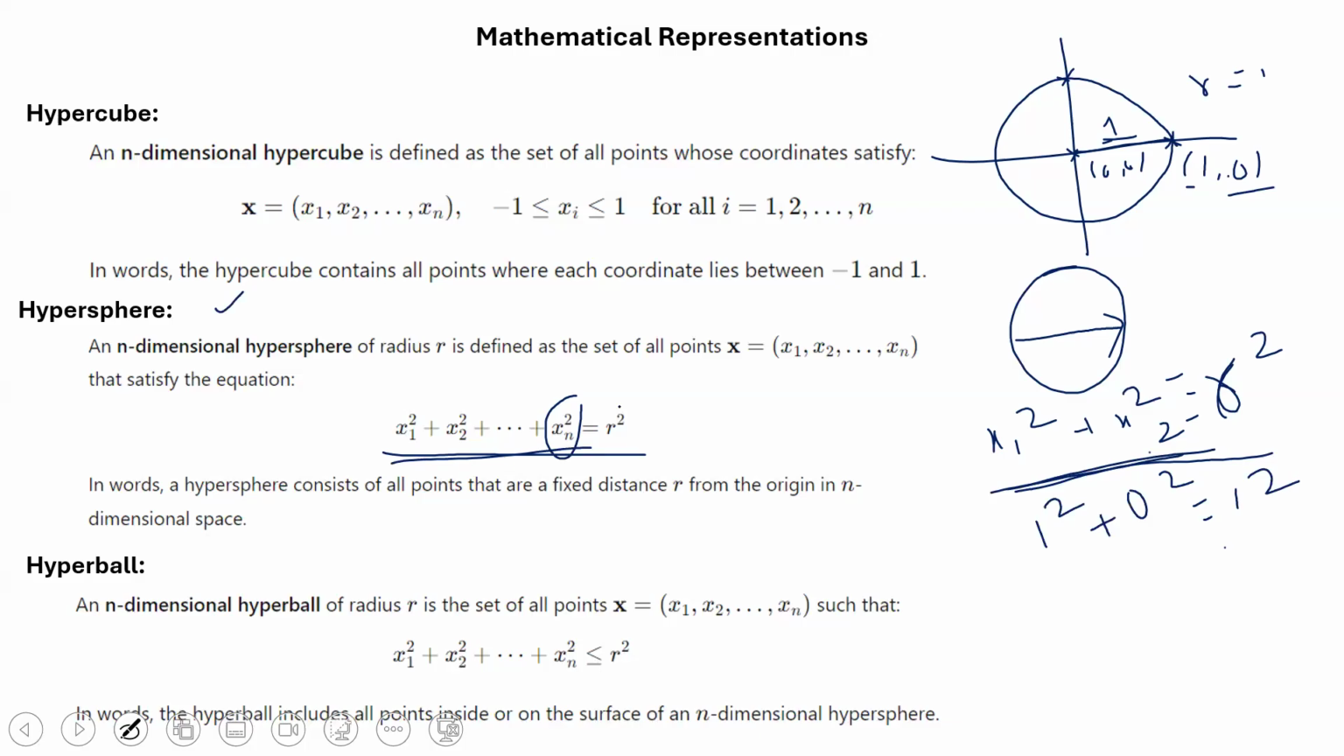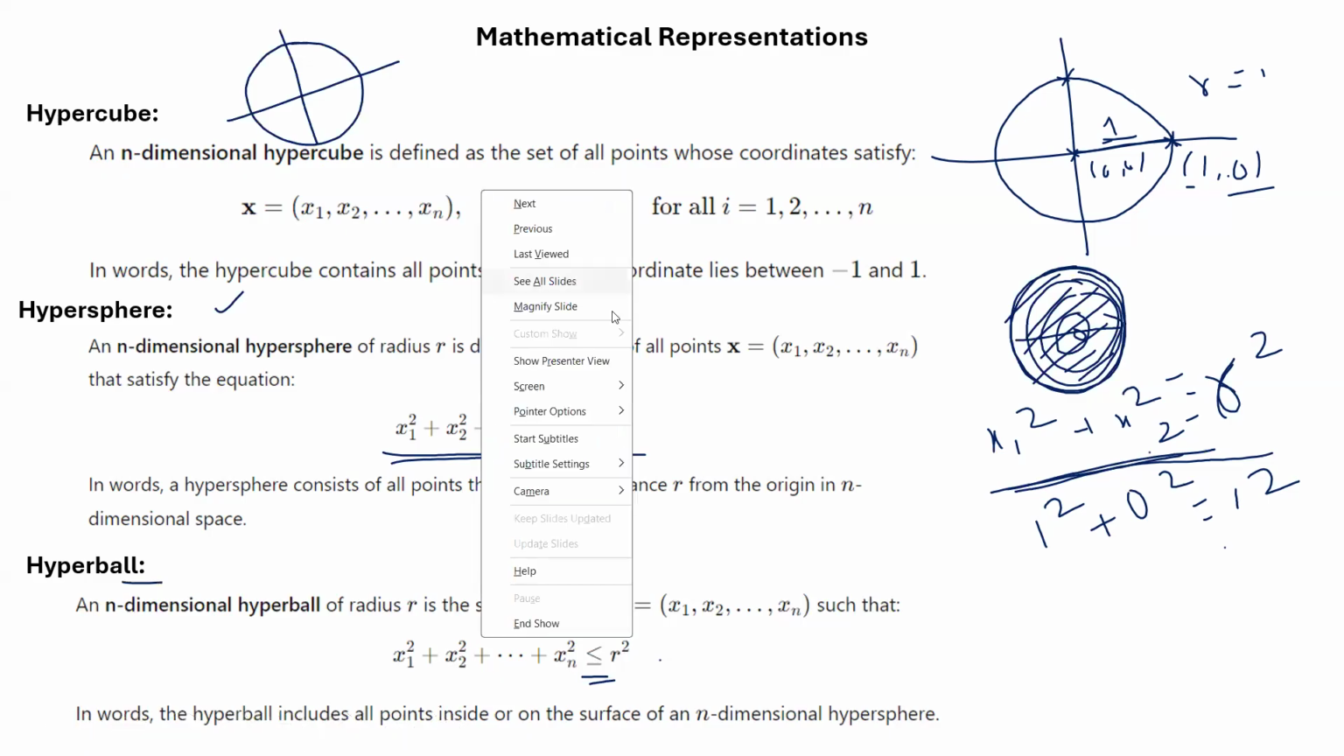And what is the difference between hypersphere and hyperball? The hyperball includes all the points within this radius. That is the reason for less than or equal to. When it is equal to, that is all the points on this surface. When it is less than or equal to, any point inside that surface, inside that radius r, would become part of it. So for the hyperball, we are just adding less than or equal to. When it is equal to r square, we are talking about this surface.